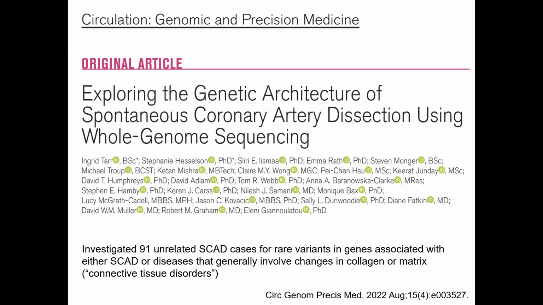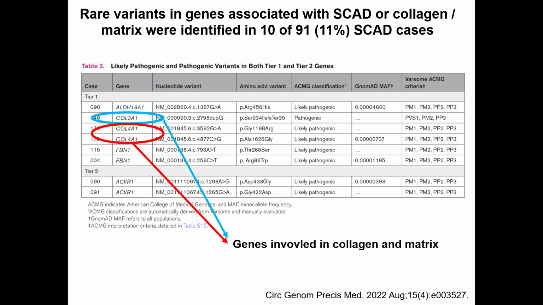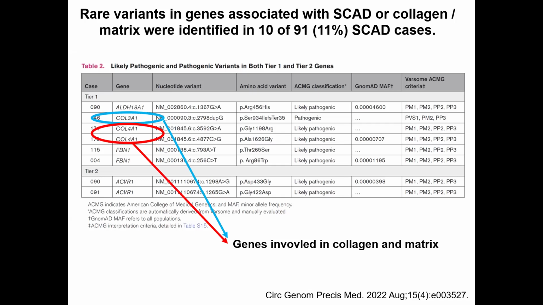At the Victor Chang Cardiac Research Institute, we've done a lot of work on looking at rare variants. This is a study we published a couple of years ago where we investigated 91 unrelated SCAD cases looking for rare variants in genes associated with either SCAD or genes that involve changes in collagen matrix. And what we saw, these are the genes we found. Of the 91 people we looked at, we found that 10 of those people, or about 11% of SCAD cases, had these rare variants. And you can see there again, the genes that were coming out were these collagen genes. That's collagen 3A1, collagen 4A1. Again, genes linked to collagen and matrix.